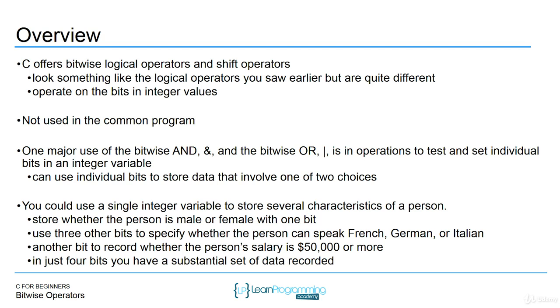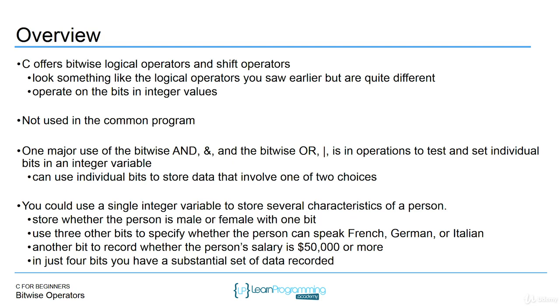Then you could use 3 bits to specify whether the person can speak French, German, or Italian. So the 1 bit could represent French. If it's 0, that means they don't speak French. If German is 0, that means they don't speak German. If it's 1, it means they do speak German. So by turning these bits off and on, setting them to 1 or 0, you can represent a lot of data. You could have another bit to record whether the person's salary is $50,000 or more. If it's 1, it's true. Yes, it is. 0, false.